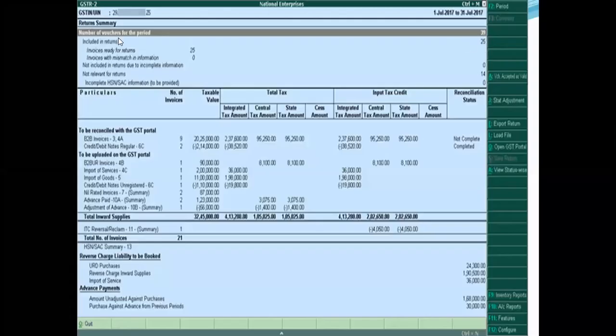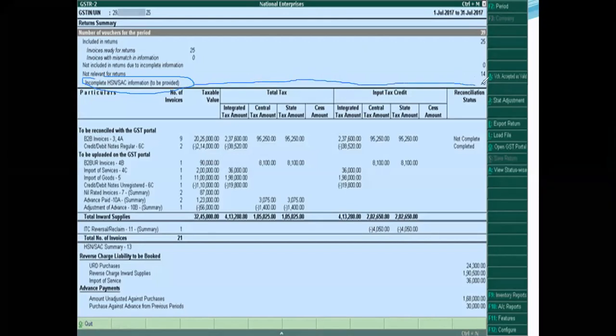Here it is showing a return summary. Then we have the last one, which I annotated. Now this is incomplete information to be provided. If you see here, there are no such errors. It should be zero actually. This should be zero. If you have any errors, you have to rectify those errors, otherwise the return will not be submitted in the GSTR portal.